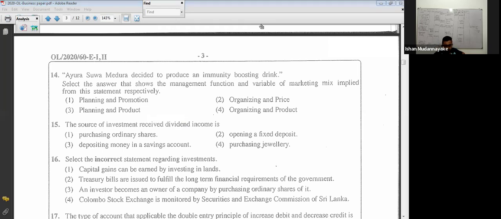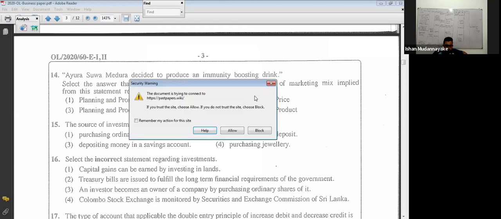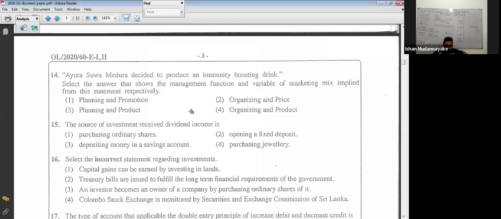Question 14, third one. Why? Now Ayura Suwa Madura decided to produce. Deciding belongs to planning. And then immunity boosting drink belongs to product. Third one is answer. Question 14, third one.